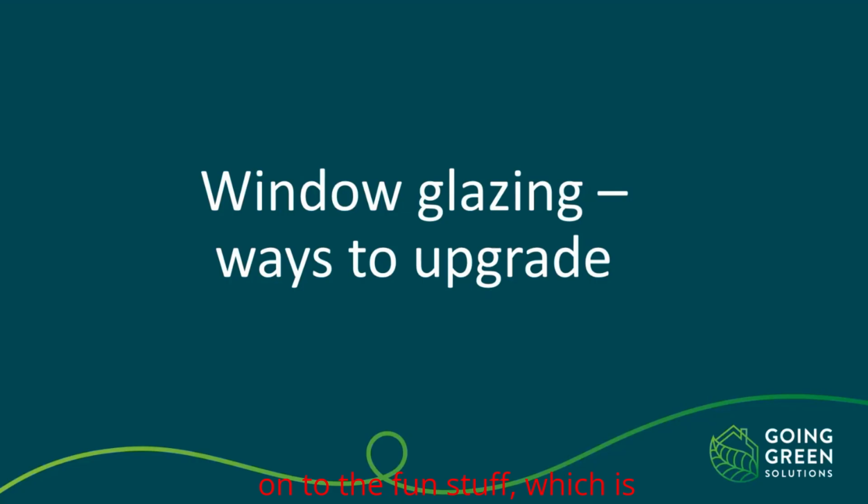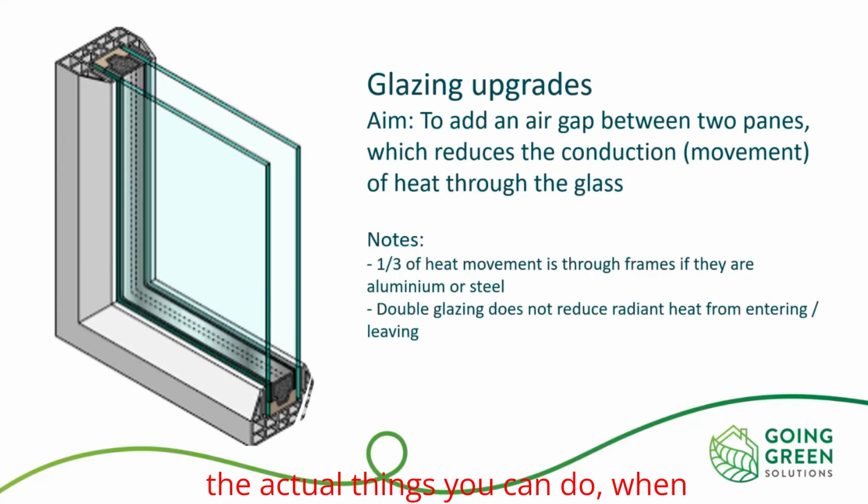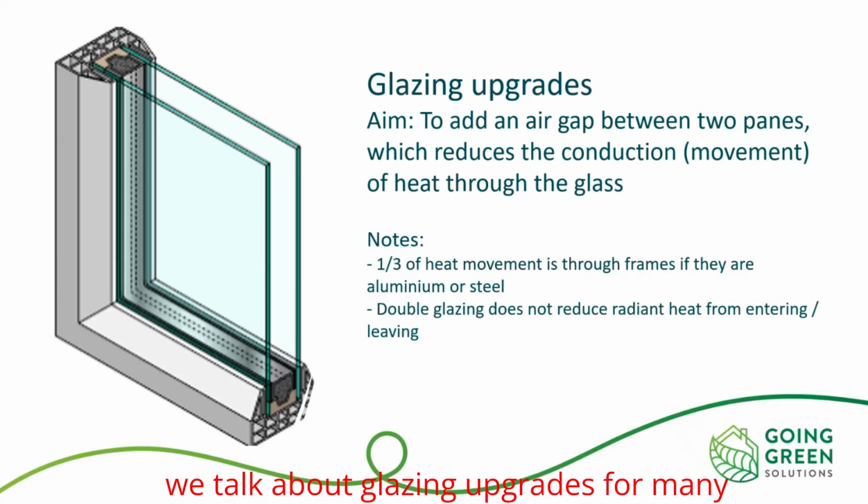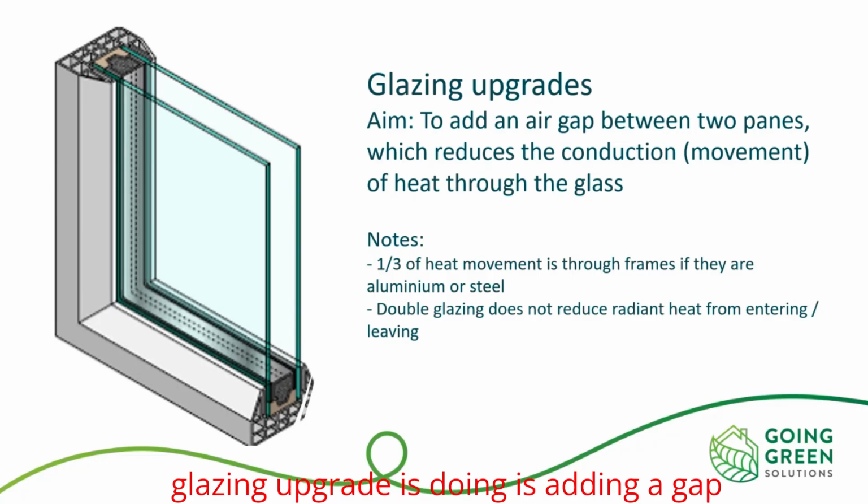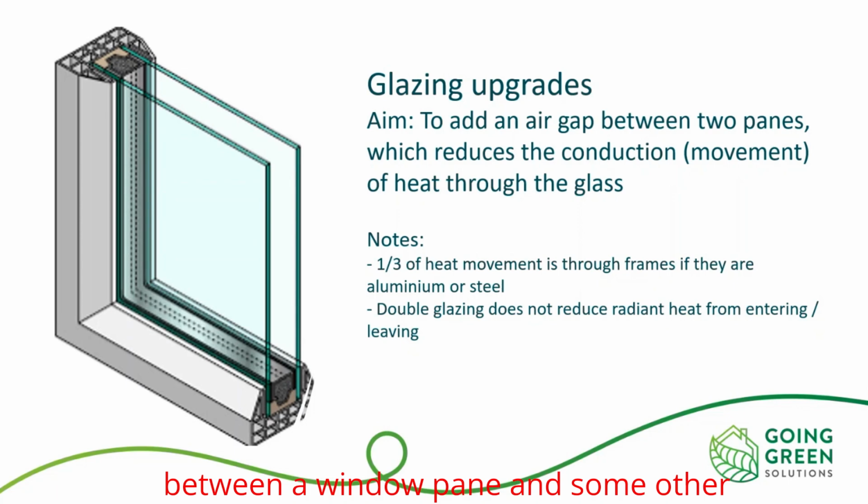All right, now we're going on to the fun stuff, which is the actual things you can do. When we talk about glazing upgrades, for many people that just automatically means double glazing. But in fact, what every glazing upgrade is doing is adding a gap between a window pane and some other material. And because that is actually what you're doing, you can do it in many, many ways. And some of them are really cheap. Then there's sort of mid-cost, and then there's the really expensive ones.